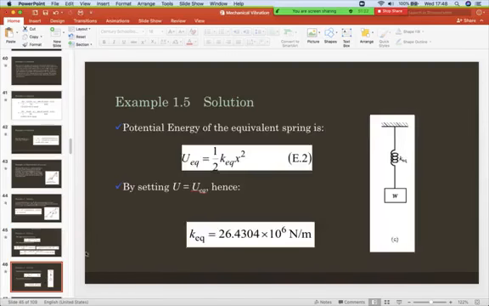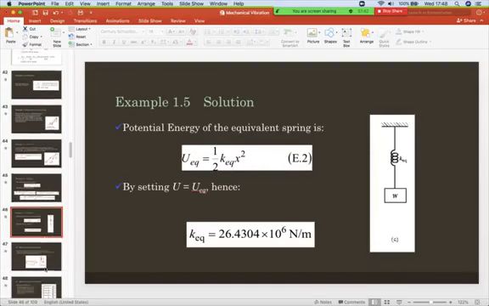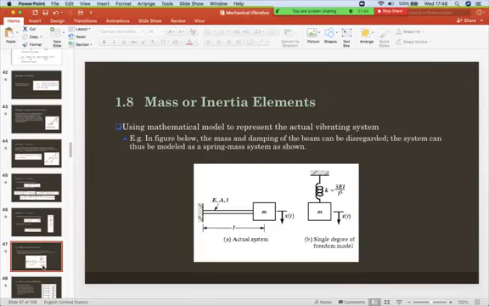Okay, so we go now to potential energy of the equivalent spring. Okay, that's the formula. For example, this is the equivalent spring and the weight. So you can find the formula here. So potential energy is equal to equivalent energy. Yeah, we have also the mass or inertia elements, no? So let's start from here and we'll continue next time.